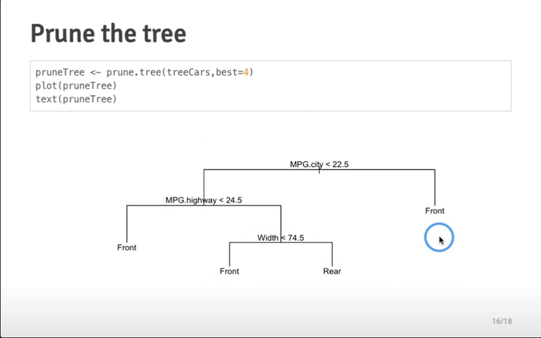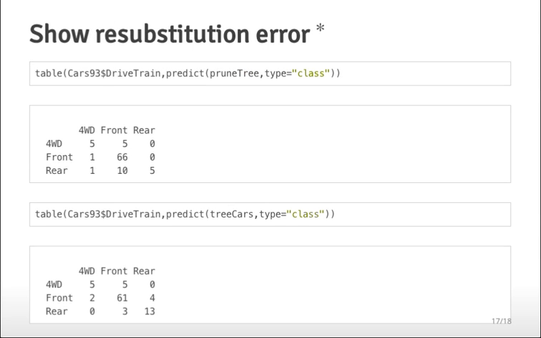I can see that this is the new tree that I could use for prediction that is actually going to have a smaller out-of-sample error rate than the tree that I would have created if I had just grown it without doing any pruning at all. Here I'm showing the resubstitution accuracy from the 2 different models. First is the pruned tree. This is the tree that had fewer leaves, and you can see that it actually makes a few more mistakes than the complete model with all of the leaves in it.